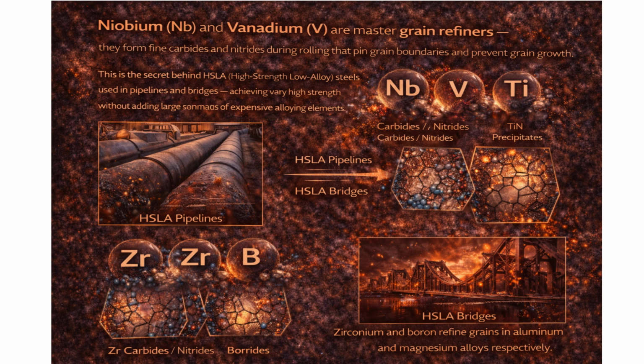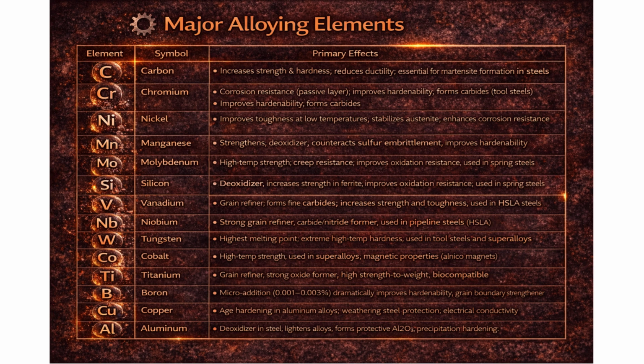Titanium also refines grains in steel through titanium nitride precipitate formation. Zirconium and boron refine grains in aluminum and magnesium alloys respectively. Let's understand some of the most important alloying elements used in steel and engineering alloys, along with their primary effects on material properties. Carbon increases the strength and hardness of steel, but it also reduces ductility.